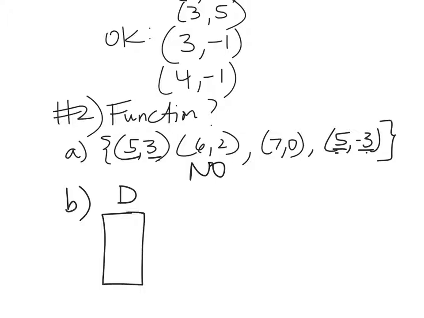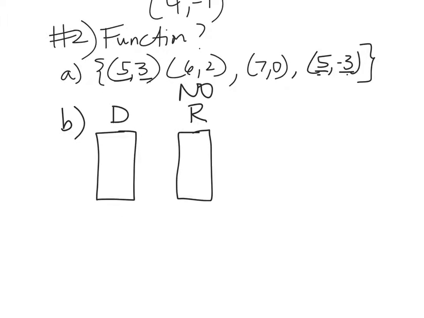Let's say that I have domain, and I have range, and I have a mapping diagram. And we'll say that -3, 0, and 4 are the numbers in my domain, and my range is -2 and 10. And let's say -3 maps to 10, 0 maps to -2, and 4 maps to 10. That's fine. Is that okay? Yeah, it is.